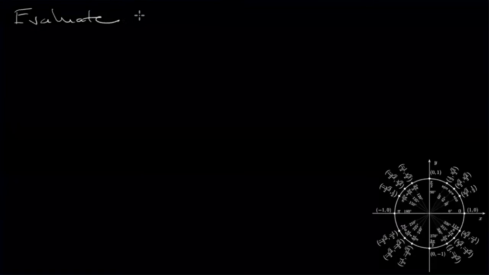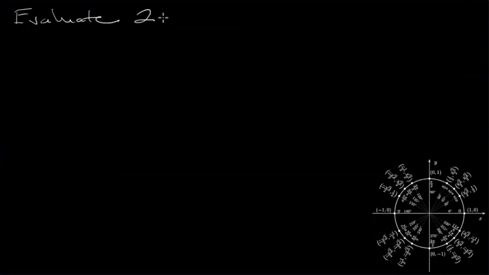Any angle that we have marked on the unit circle as nice special angles, it's easy for us to find sine and cosine. So if I told you to, as an example, let's say that I wanted to evaluate 2 times sine of pi over 6 times cosine of 2 pi over 3.